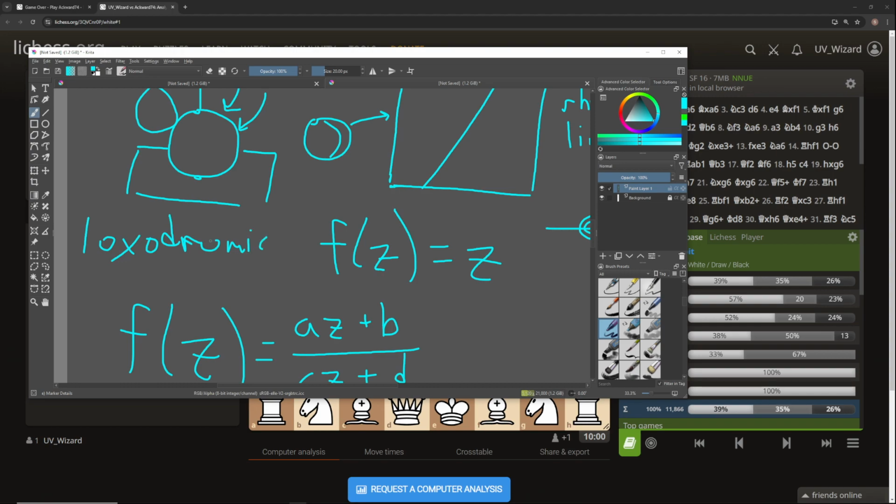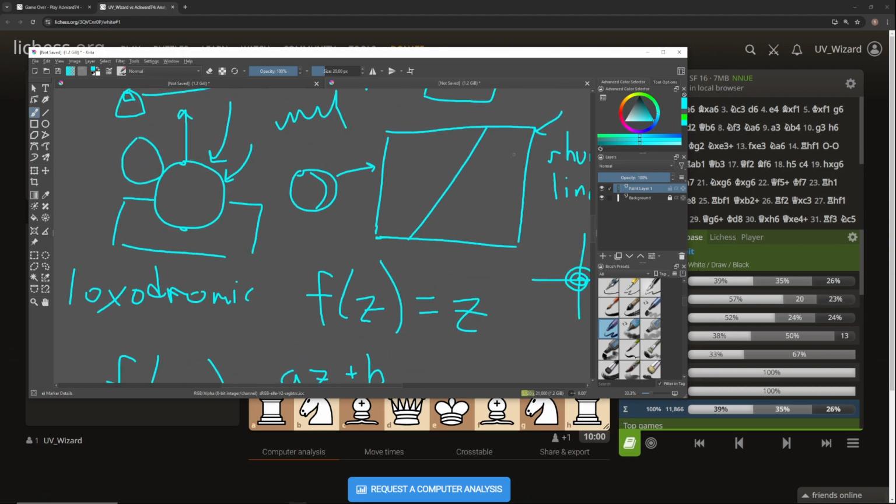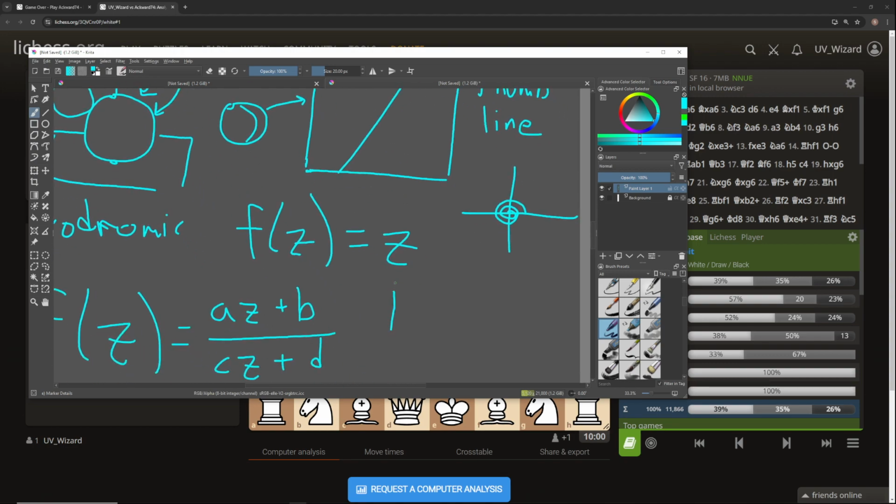And what I'm thinking is, instead of this straight line, maybe something like a sinusoid. Now, this would not be a Mobius transformation. It would be something else. Perhaps you could describe this in terms of octonions.